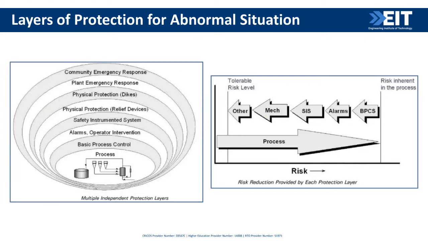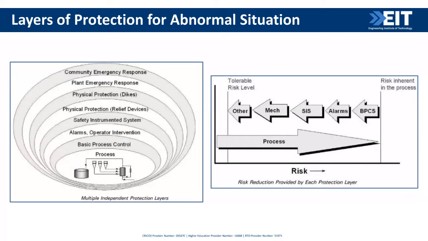Okay. So what we are seeing here, on the left side, is an example. The picture on the left is an example of multiple independent protection layers that can be used in a plant. As you can see, the process is at the center, and there are various protection layers, and each protection layer reduces the overall risk that the process inherently has.